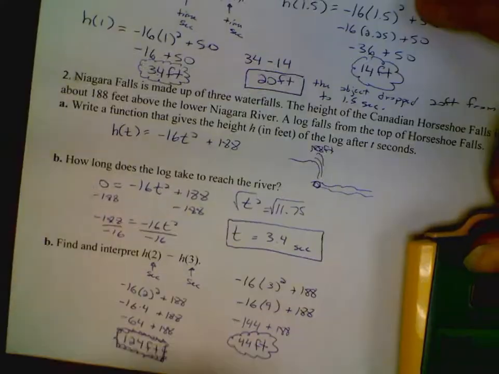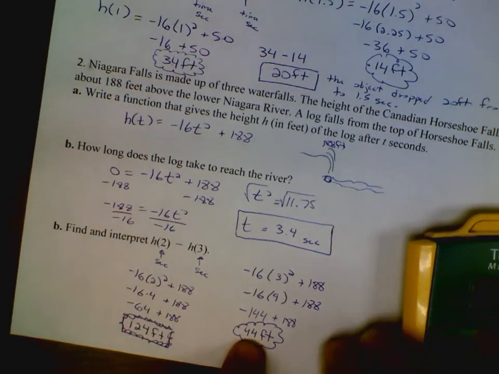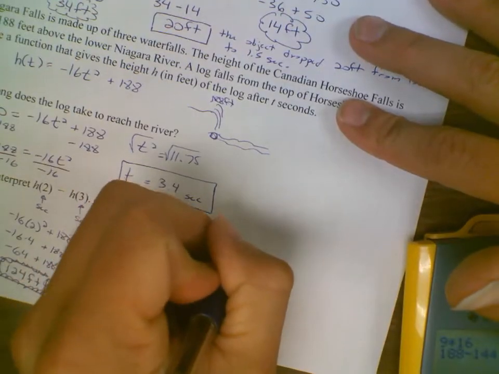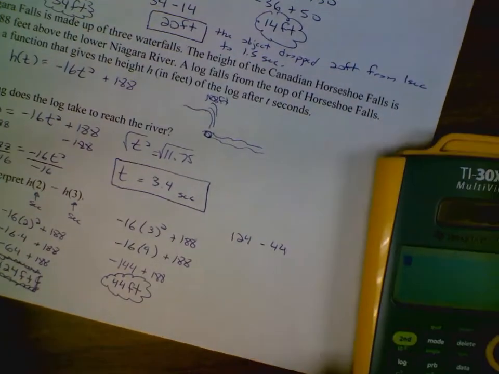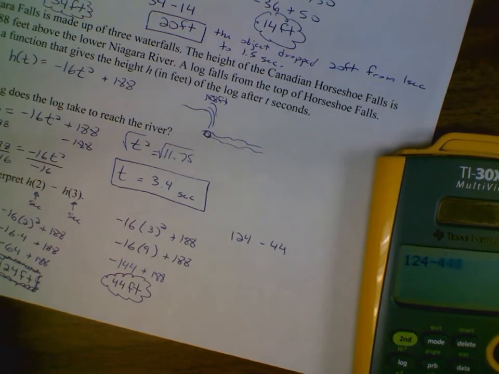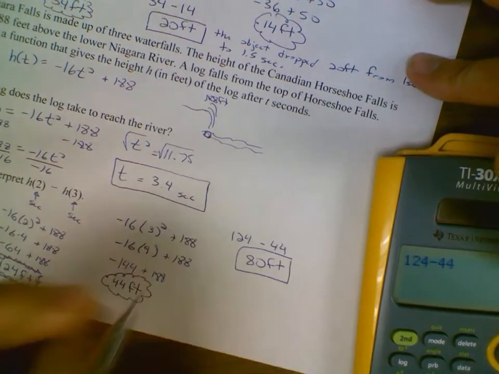Okay, and then what it wants me to do is take my height at 2 seconds minus the height at 3 seconds. So if I go ahead and do that, that's 124 minus 44. On my calculator, I'm going to type that in, and you get 80 feet. And then it wants me to interpret what that means.